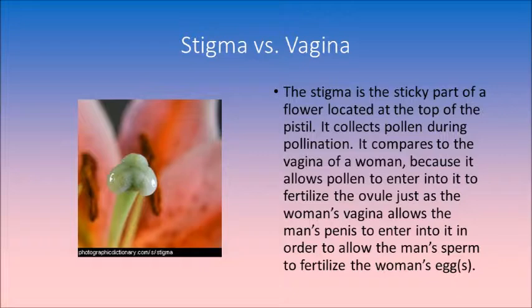And then the picture to the left shows an up close view of the stigma of a flower, which is attached to the top of the pistil and is connected to the filament. No, I'm sorry. It's connected to the style. I'm sorry. The filament is the male part. This is the female part. So it's connected to the style of the pistil.